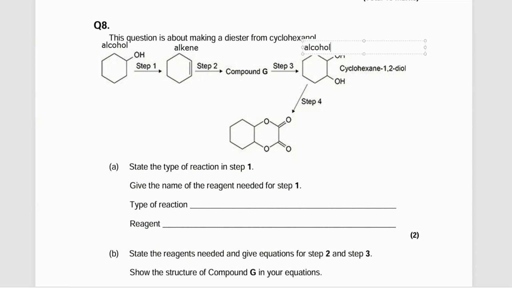The type of reaction, that's a dehydration. You can say elimination. Remember, you're removing a water molecule. You're removing that hydroxide group and a hydrogen as well. And that's going to leave us with that double bond. We call that dehydration or elimination. Okay, and the reagent we need is H2SO4, that's sulfuric acid. And that will score you 2 marks for this first question.